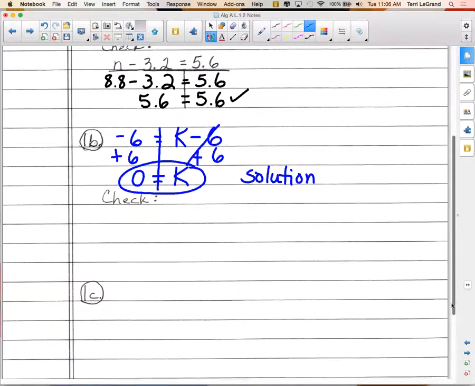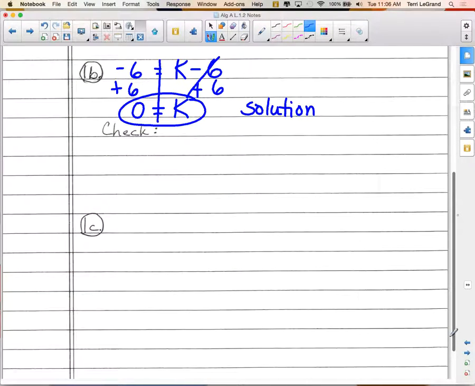So when we do a check problem, does the check problem look like a solving problem? No. We're going to write the equation down like it was. Negative 6 equals K minus 6, but this time we're going to make a T. Which side can be evaluated? The left side or the right side? The right side can be evaluated. So we're going to leave the left side like it is. We're just going to bring it down like it is.